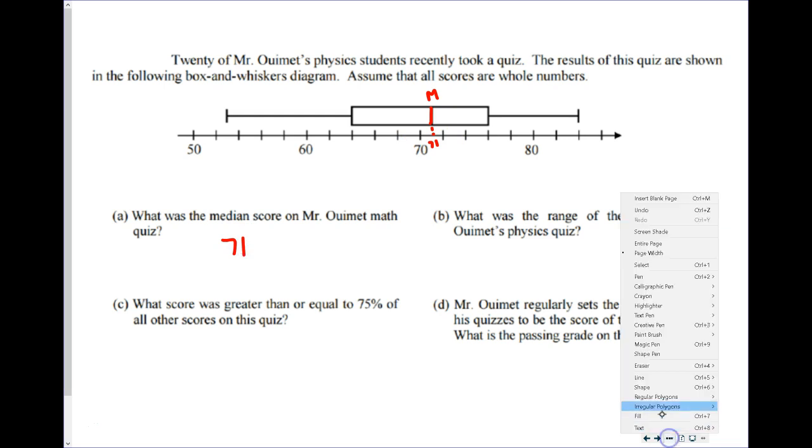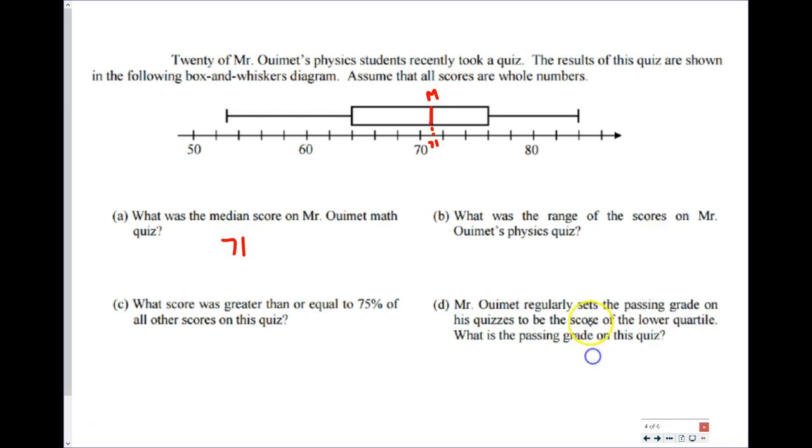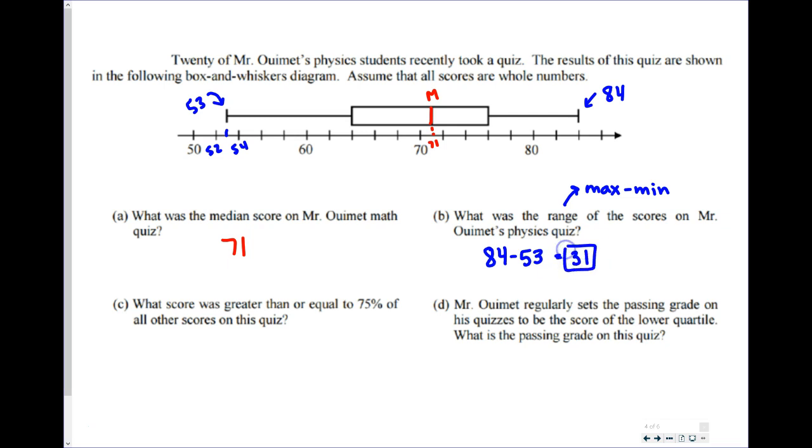The next question now says, what was the range? Now remember, range is your max minus your minimum. So my maximum right here is 84, because 82, 84. And my minimum, if this is 50, this is 52, and this is 54, then this guy is 53. So that means if I want to do my range, I have to take 84 minus 53, and when I do that, I get 31 as my range.